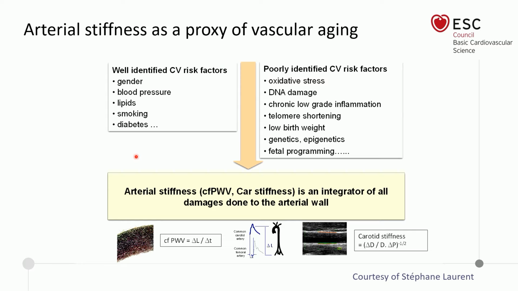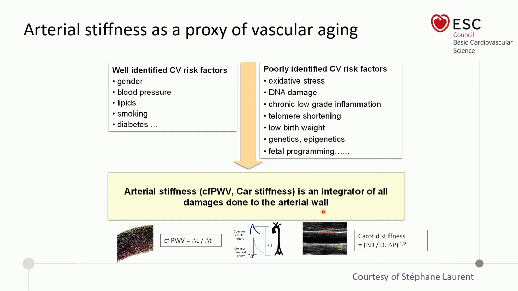Arterial stiffness is the main characteristic of vascular aging. There is no vascular aging without arterial stiffness. So arterial stiffness is the proxy of vascular aging, coming from well-identified cardiovascular risk factors: gender, blood pressure, lipids, smoking, diabetes, but also less well-identified risk factors, from oxidative stress, for example, to genetics, epigenetics, and fetal reprogramming. And arterial stiffness, which is defined as the measure of arterial elasticity, is an integrator of all damage done to the arterial wall.